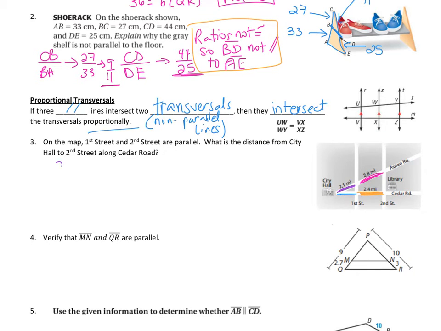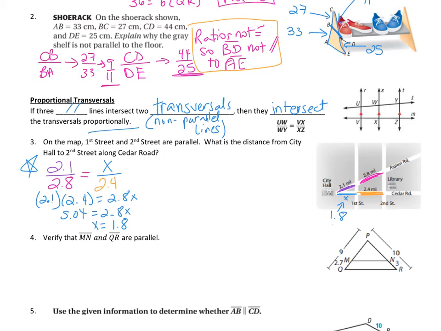So we know that the 2.1 would be over 2.8, and that should be equal to the missing piece, which would be X, my blue part, over 2.4. So I'm going to solve this now for the blue part. Actually, let's have you solve that. So go ahead and find what the length from City Hall to First Street is going to be with my X.